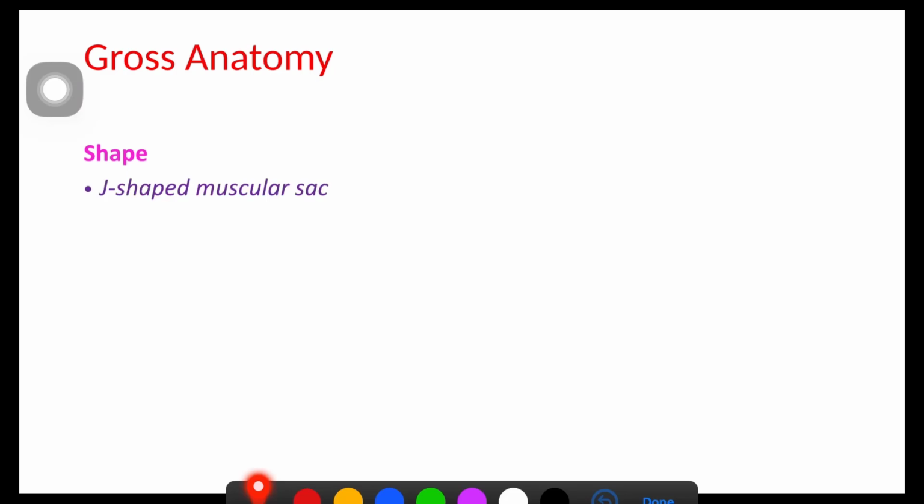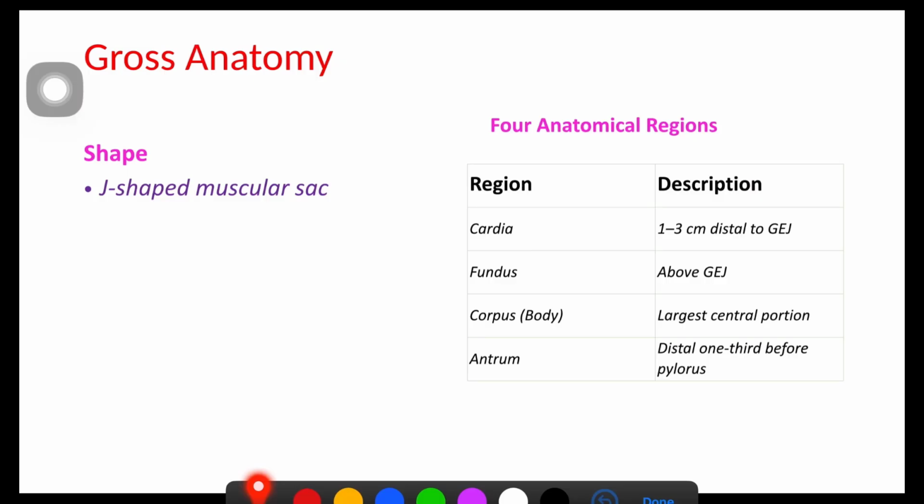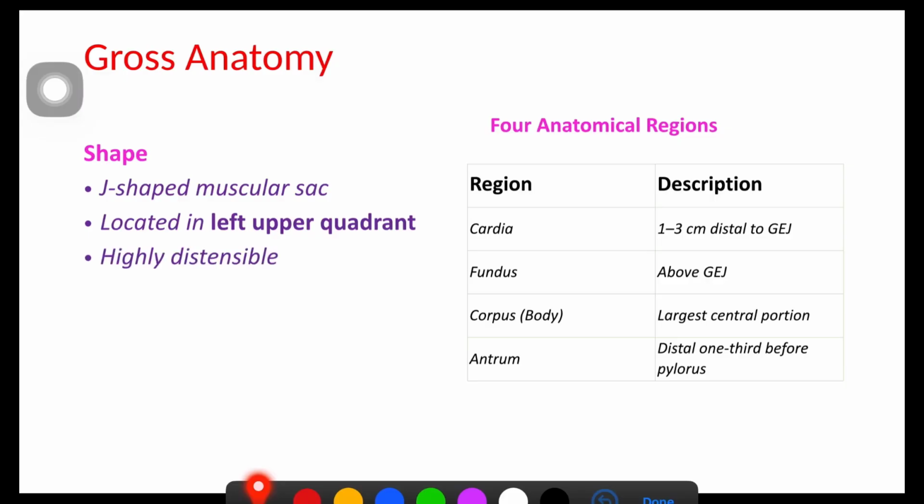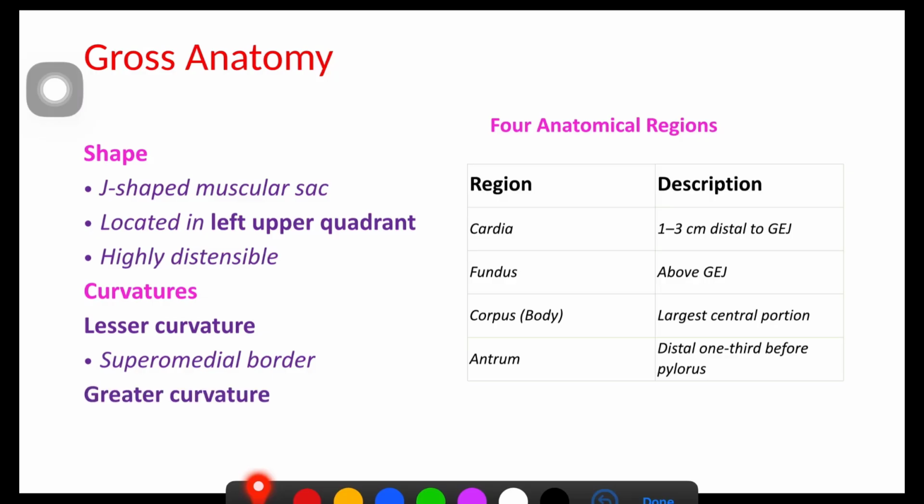If we see gross anatomy, first of all shape. It's a J-shaped muscular sac which has four anatomical regions, called cardia, fundus, corpus or body, and antrum. It is located in the left upper quadrant, highly distensible, and has two curvatures. One is the lesser curvature, which is the superomedial border, and second is the greater curvature, which is the inferolateral border.